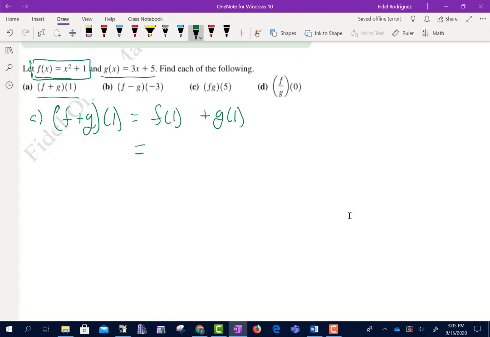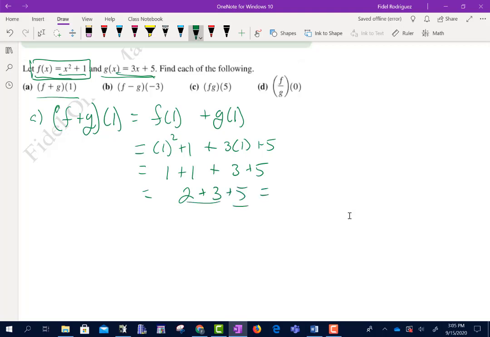So here's f of x. If I'm going to find f of 1, I come back over here, and everywhere I have an x, I'm going to put in a 1. 1 squared plus 1. I'm going to come back over here, and everywhere I have an x, I'm going to put a 1. 3 times 1 plus 5. So this is 1 plus 1 plus 3 plus 5. 2 plus 3 is 5, plus another 5. That's giving me 10.